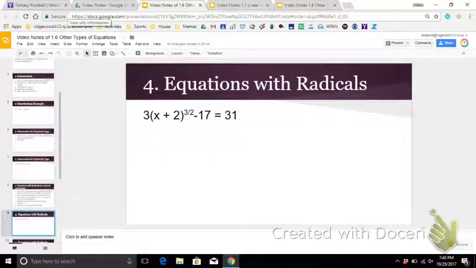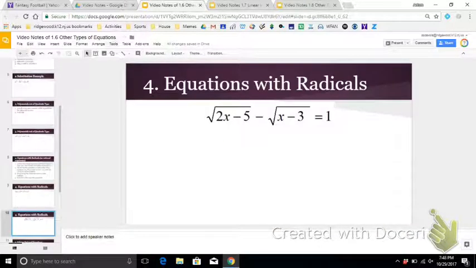Alright, let's look at a radical equation. So we have 2 radical expressions.